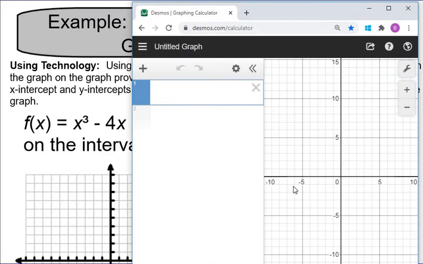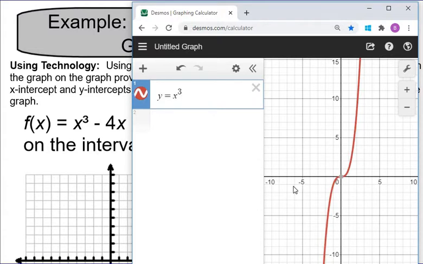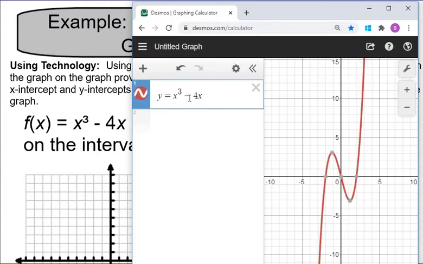So it's literally this simple on Desmos. You just type in the function. You can type y equals if you want, or f of x. It's up to you. To put an exponent in, you use the caret, which is shift 6. Make sure that you either click here or use the right arrow key to put minus 4x. Make sure that what you type is what you see on your paper. And you can see it beautifully displays everything.